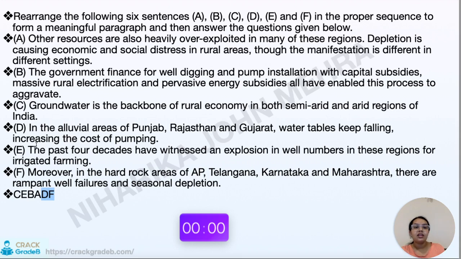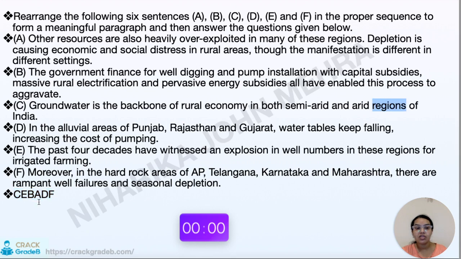Now, this says past 4 decades have the government finance for digging, all these enabled this process. What's the process? That irrigated farming is done because of which wells are required. This is the process explained in C and E. So this process makes sense when I have mentioned already why it is needed, why wells are being dug. Okay, and other sources also heavily overexploited.